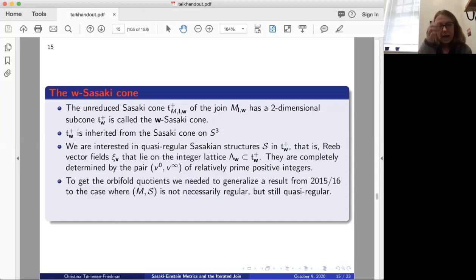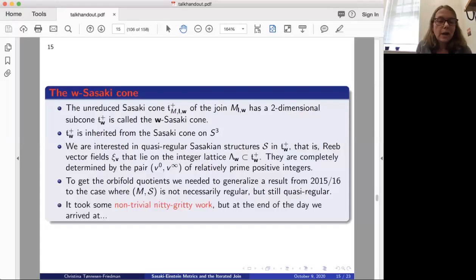Okay, so now a lot of what I've said maybe seems, if you've seen me talk before, maybe dated, because in fact in 2015-16 we had a paper where we worked with an M as part of this join that was assumed to be regular. Okay, but the new thing is that now we are just assuming it to be quasi-regular. So we needed to reproduce some results in a more general setting. So, you know, there's a good ending to the story because we got the things to be reproduced, but maybe it feels a little déjà vu-like. But I promise you that there's some non-trivial nitty-gritty work behind that.